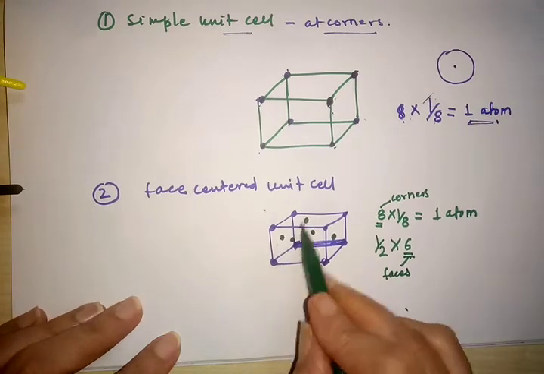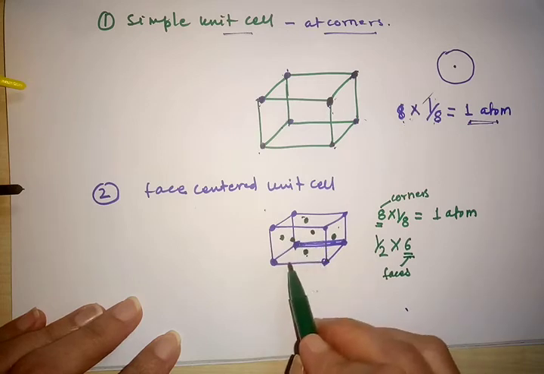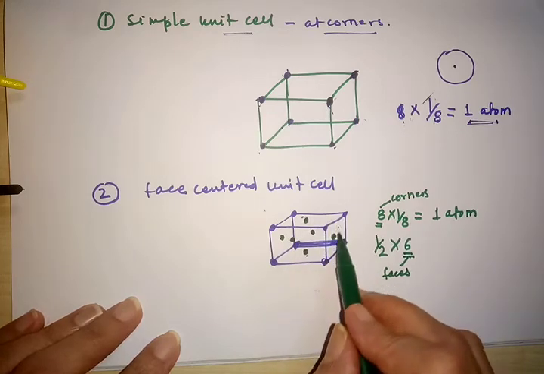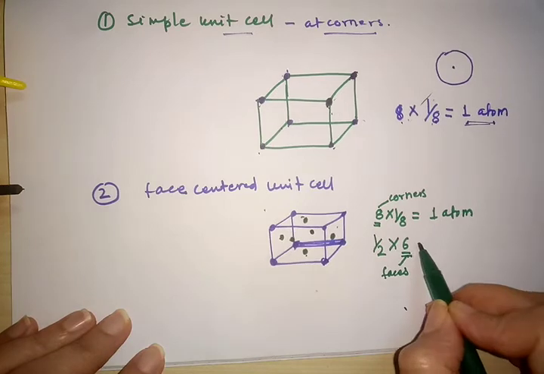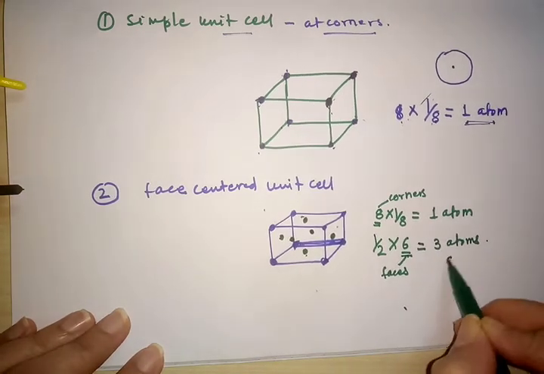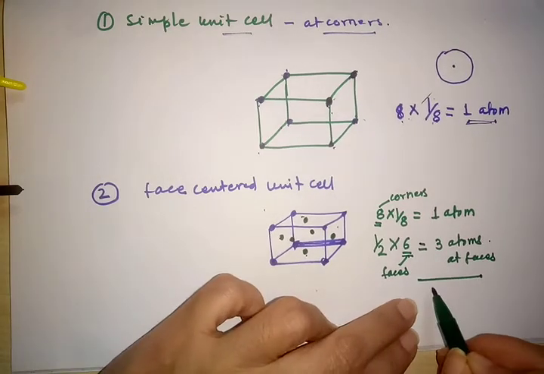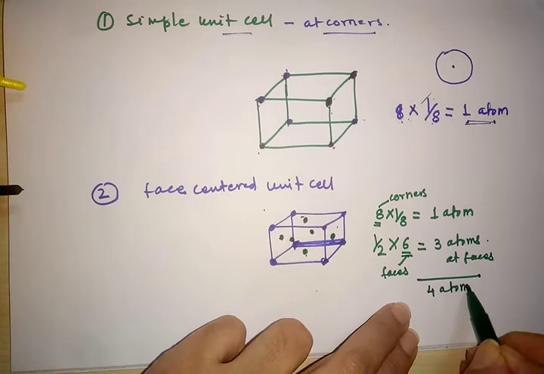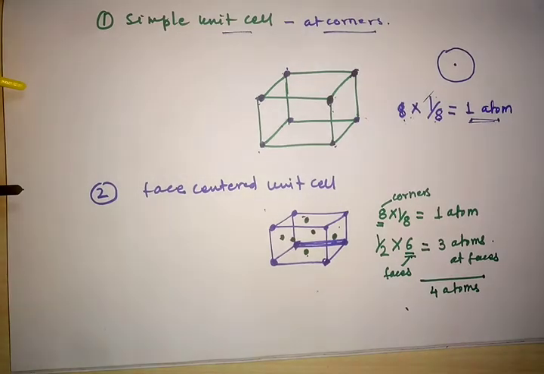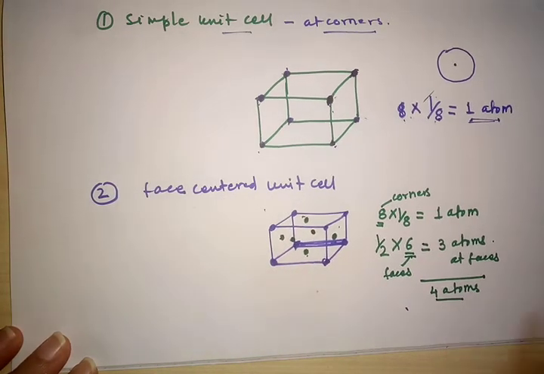Here you can see 1, 2, 3, 4, the one which is facing towards us and the one which is away from us. So in our total 6 faces, the total contribution will be 3 atoms at faces, isn't it? Now in total there are 4 atoms. So if the unit cell is a face centered unit cell, the total contribution of the constituent atoms in this type of unit cell is equal to 4 atoms.